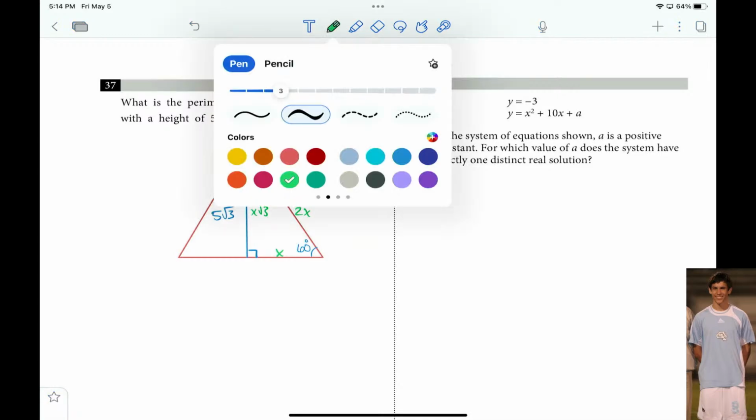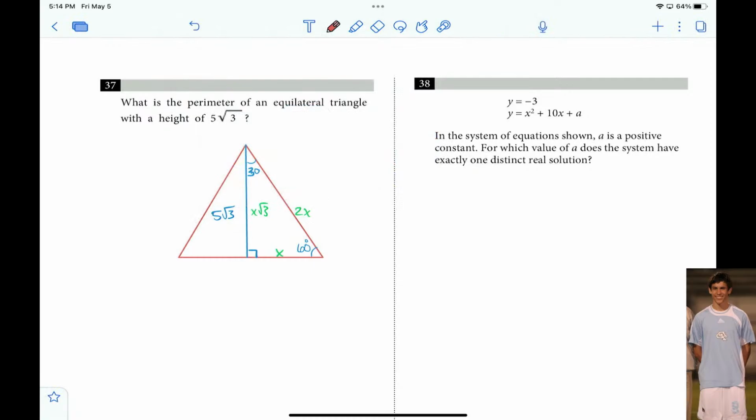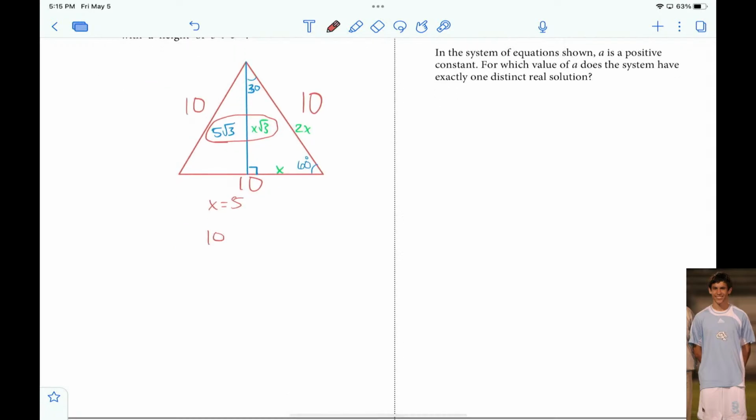So here, if we recognize the height was 5 root 3, well, that looks exactly like x root 3. So that means x here is just 5. So that means that the hypotenuse of this right triangle is 10. Well, again, this is an equilateral triangle. We're trying to find the perimeter. So we figured out the length of one side. And since it's equilateral, all the sides are going to be 10. So when we do the perimeter, it's just 10 plus 10 plus 10. So the perimeter is just 30.